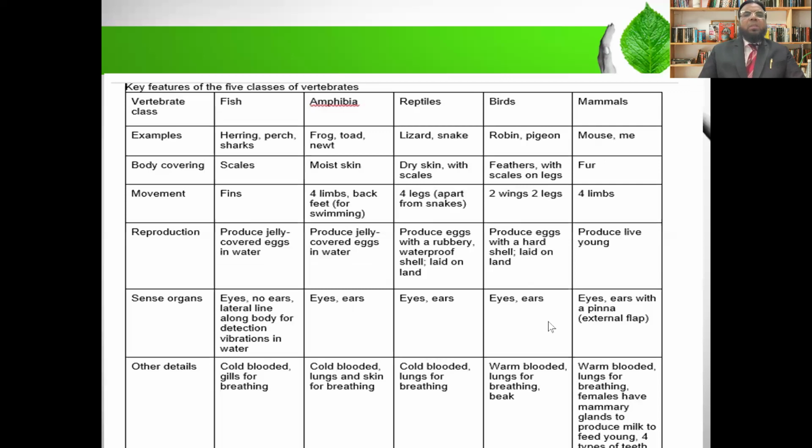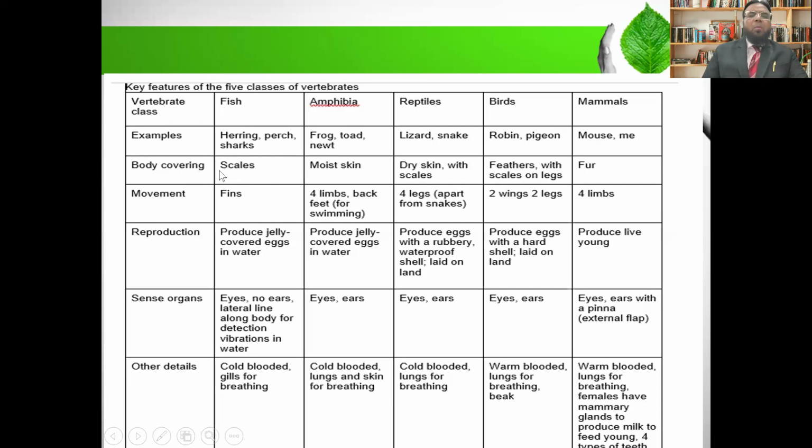Now we are going to discuss the five classes of vertebrates. Okay, so five classes you see here. The first class name is fish, then amphibians, reptiles, birds, and mammals. Now see the examples. For example, fish: herring, perch, and shark, different types of fish. If you just go to the fish market, you can see a variety of fish, and you can also study the characteristics that I'm going to tell you today.